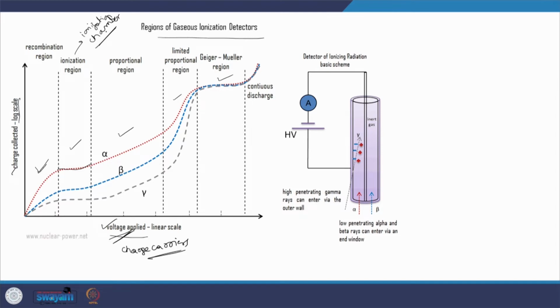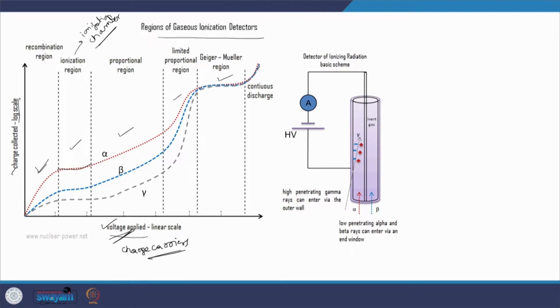And sometimes, as part of advanced instrumentation in nuclear astrophysics, researchers are using segmented ionization chambers. So, when you come across an ionization chamber, it means a detector which works in the ionization region where the charge collected is saturated. It is a constant with respect to the voltage. But will it be the same always?